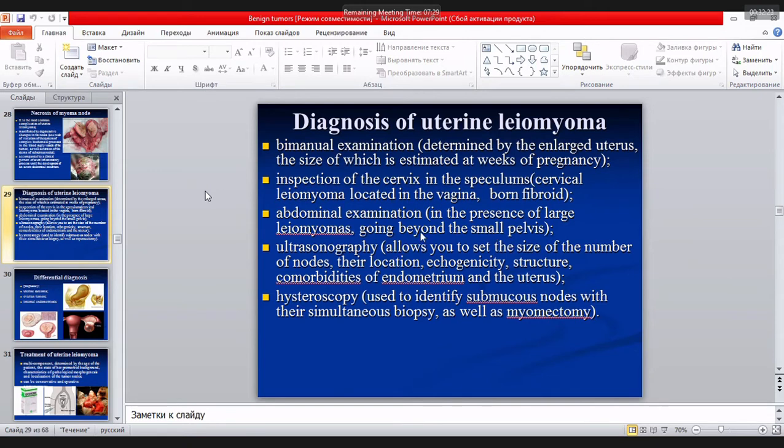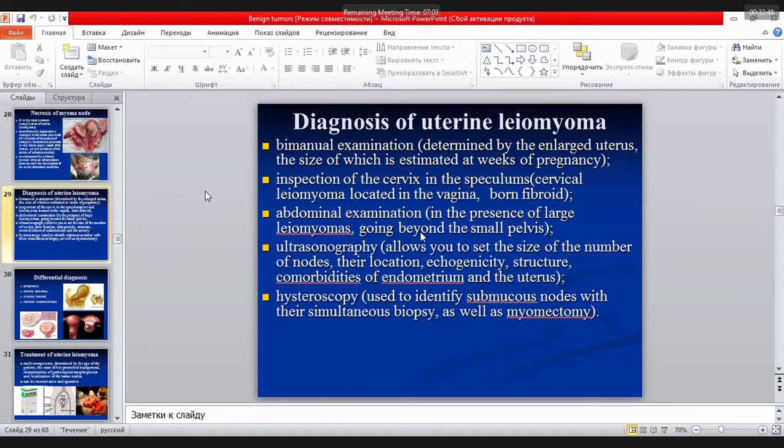For abdominal examination we use palpation of the abdomen if the fibromyoma occupies a large size. Of course, you look and check the mobility of the tumor. Immobility is usually a specificity of malignant tumors and endometriosis, adenomyosis of the uterus.